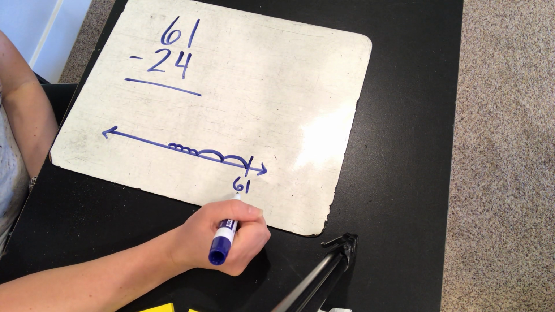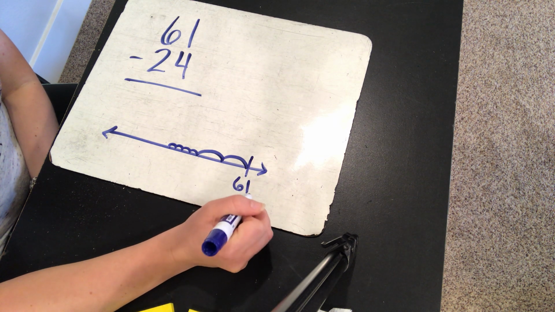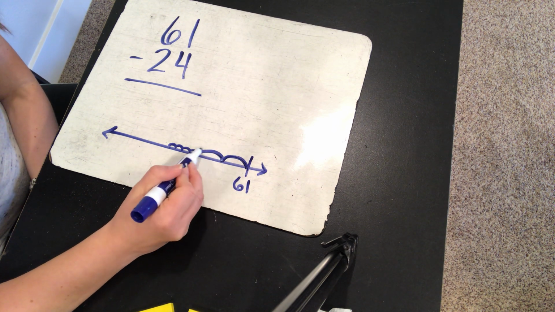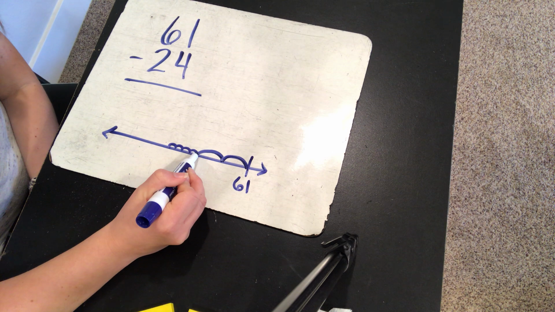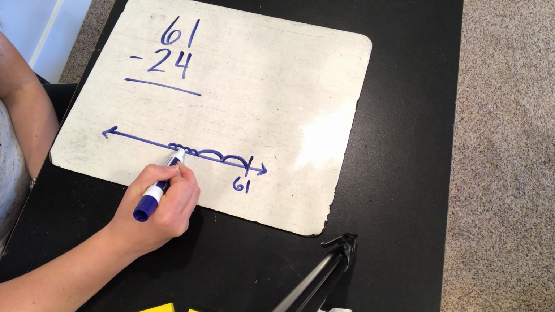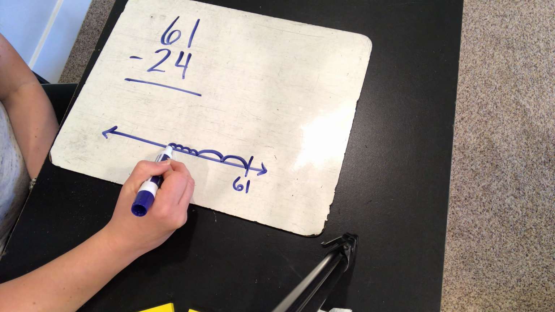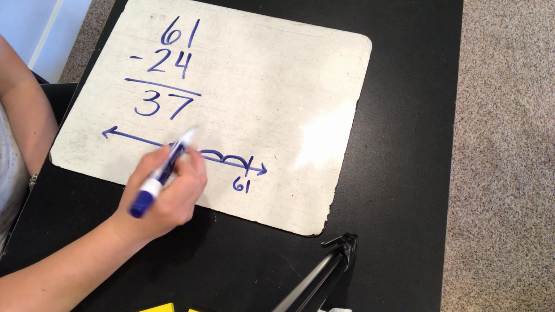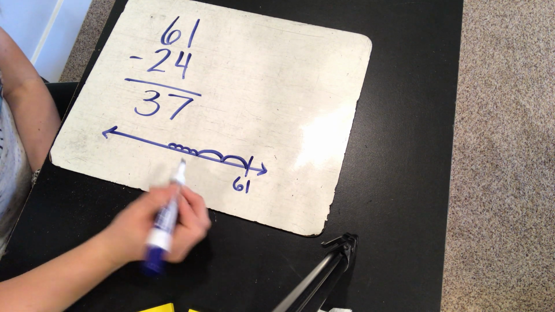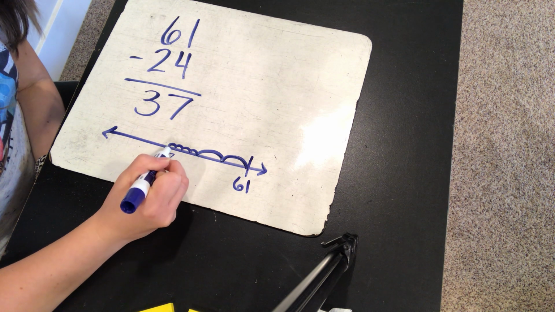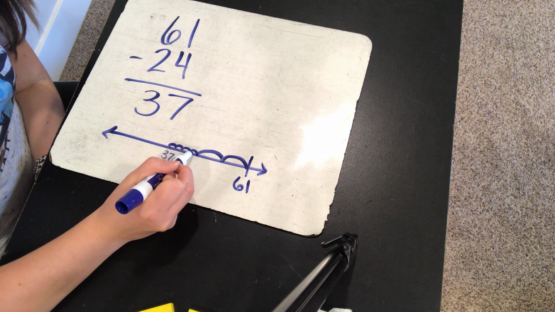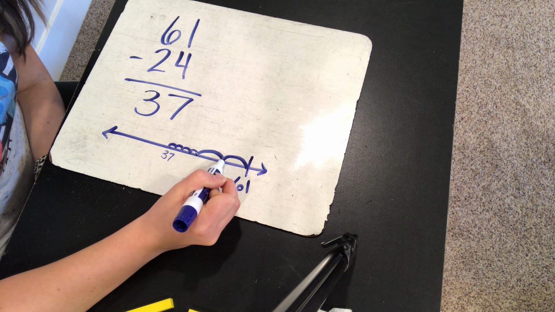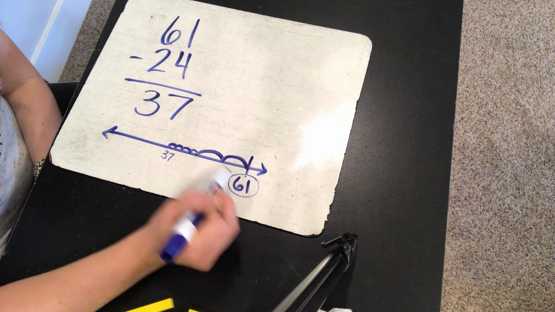All right, so if we're at 61 and we're counting backwards by tens, 61, 51, 41, and now we count by ones. 40, 39, 38, 37. So 61 minus 24 is 37. We can check our work by counting back up to make sure we get to 61. So if this is 37, 38, 39, 40, 41, big 10 jump, 51, more tens, and 61. So this is correct.